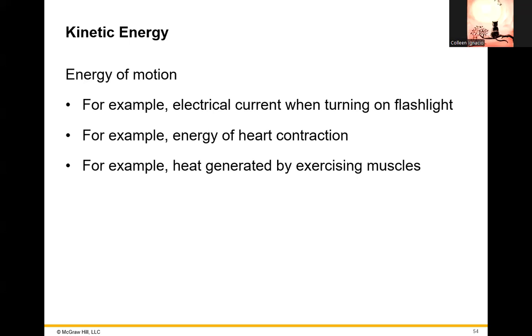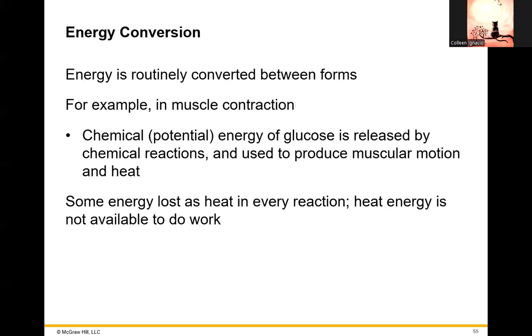Now, kinetic energy is the energy of motion. So this is the electrical current when we turn on a flashlight. The heart actually contracts because of kinetic energy. Heat generated by our muscles, that is another example of kinetic energy.